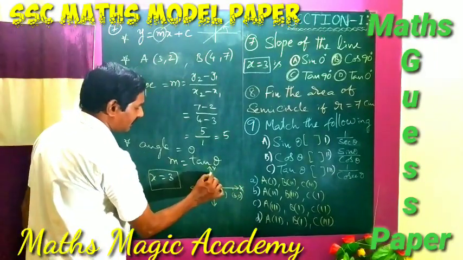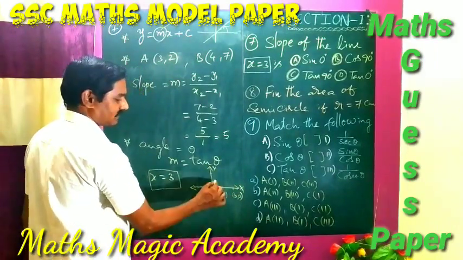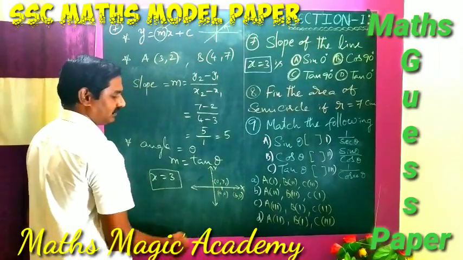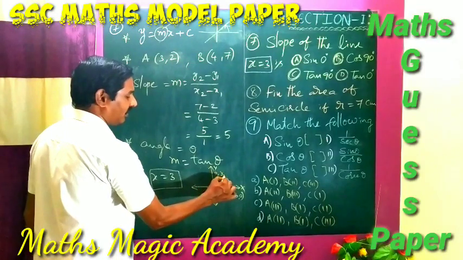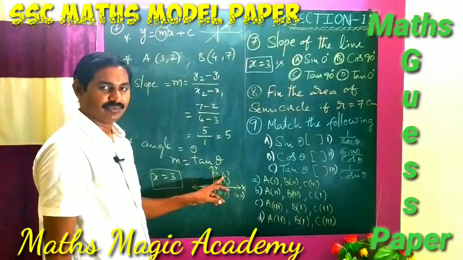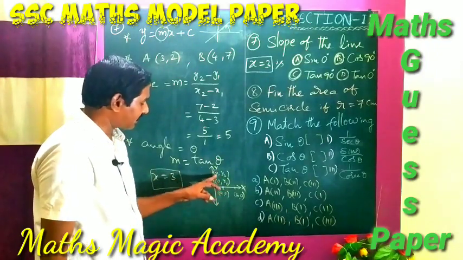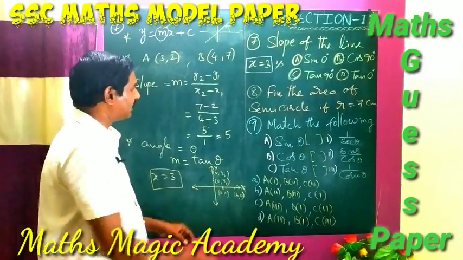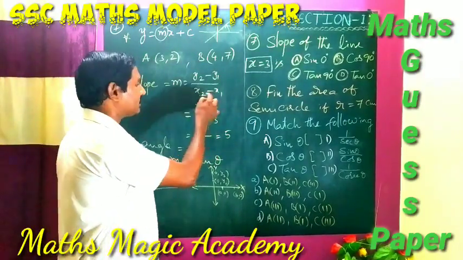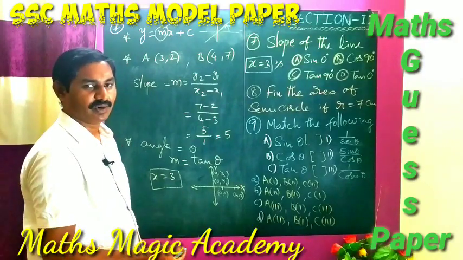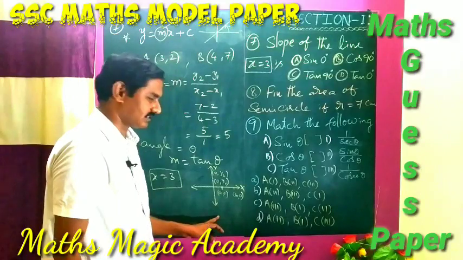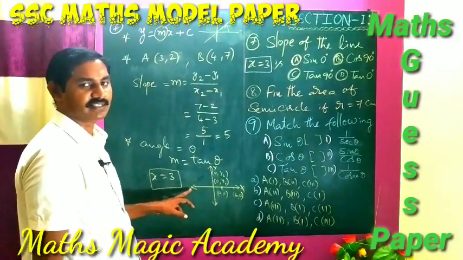If you consider the 2 points on y-axis, what will it be? It is 0 comma y1 and 0 comma y2. That means the x coordinate is 0. The x coordinate is the denominator. If the denominator is 0 minus 0, that is 0. If the denominator is 0, then it is undefined. That means the slope of y-axis is undefined. The slope of x-axis is 0.